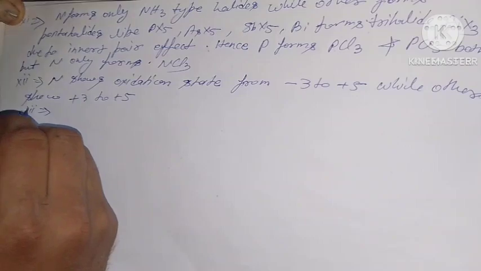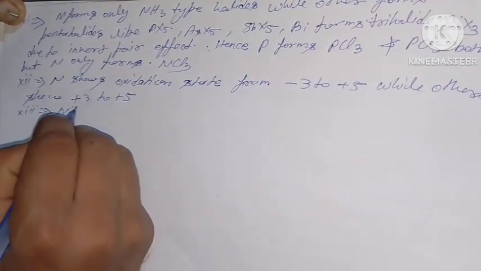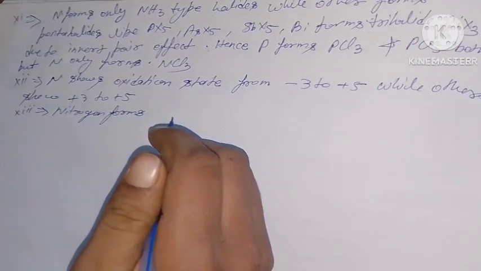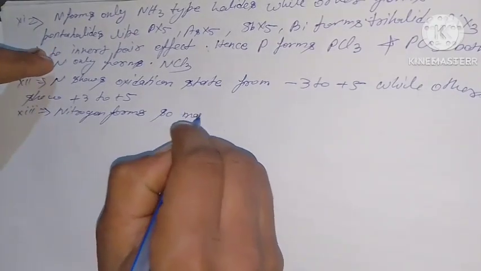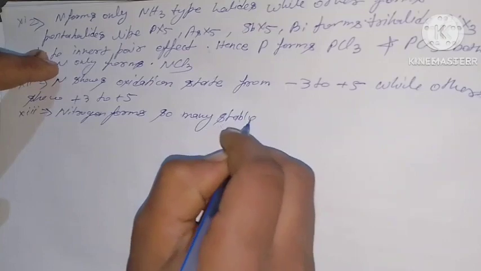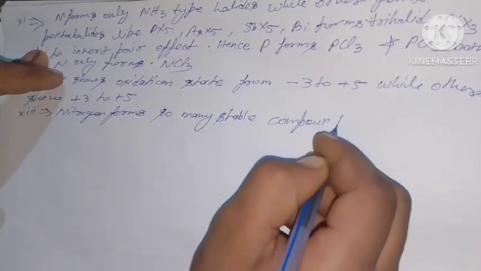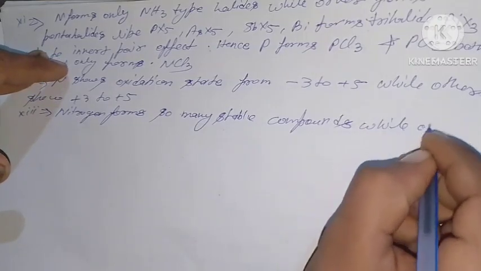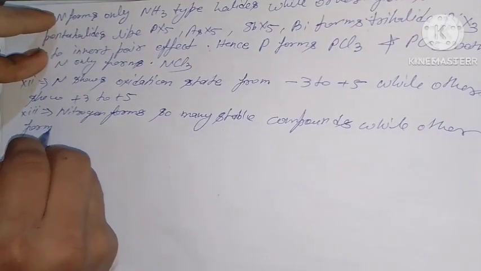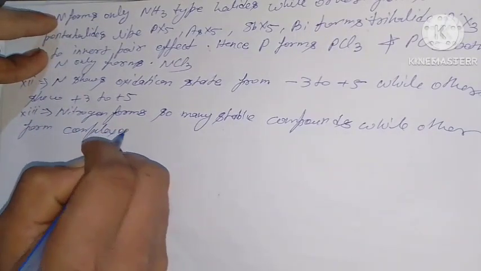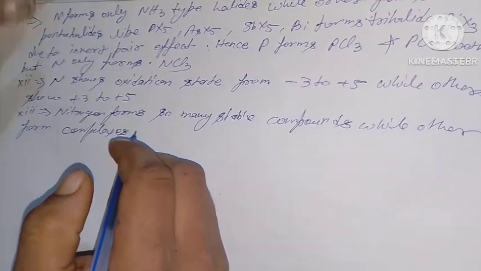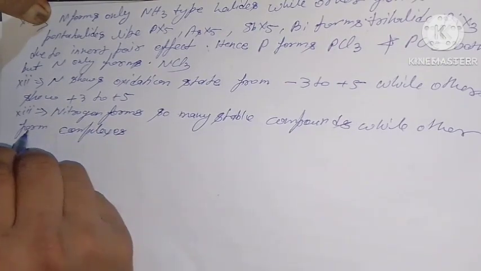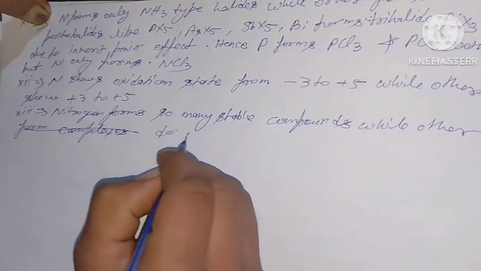Point 13: Nitrogen forms many stable compounds while others do not.